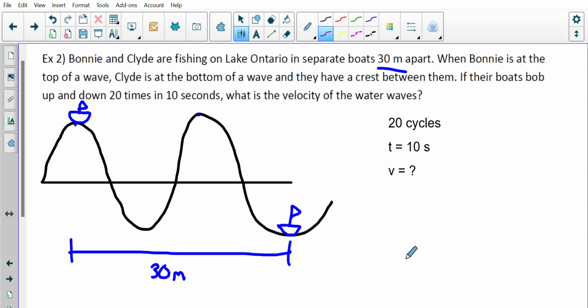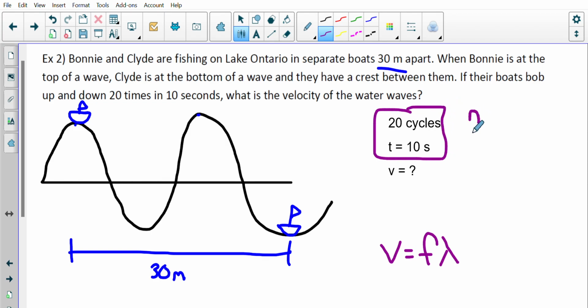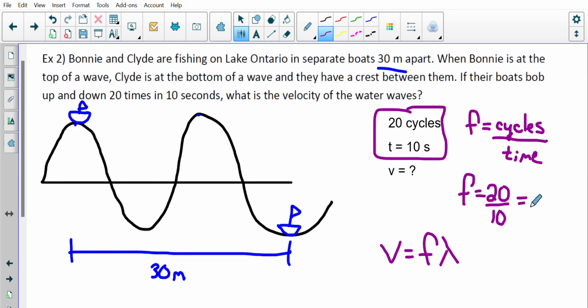If I'm going to find my velocity, I'm going to use the universal wave equation. Now I could find the frequency with this information right here, because frequency is the amount of cycles per time, per second. And so if I substitute in here 20 divided by 10, 20 cycles in 10 seconds, well, 20 divided by 10 is 2. And again, the unit for frequency is hertz. So I've got the frequency, trying to find the velocity.